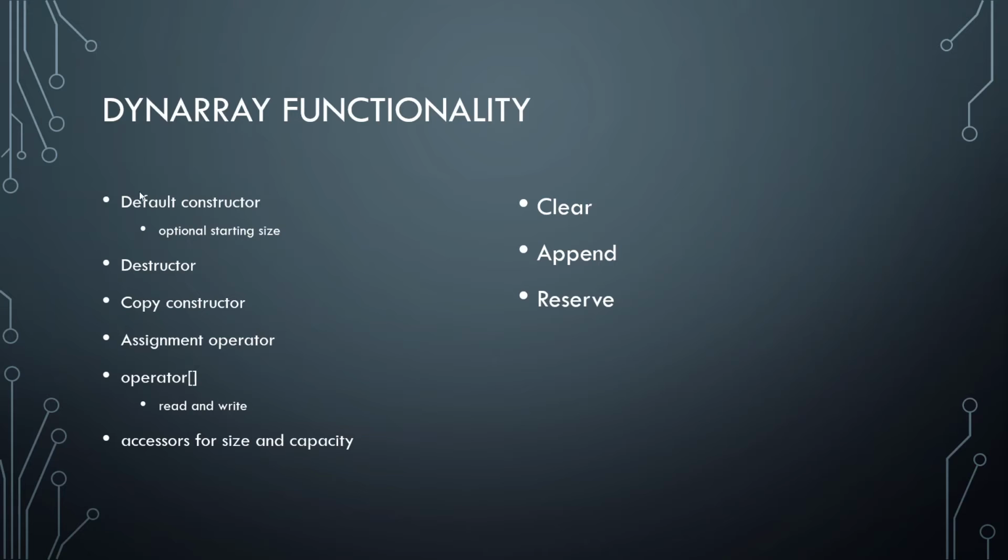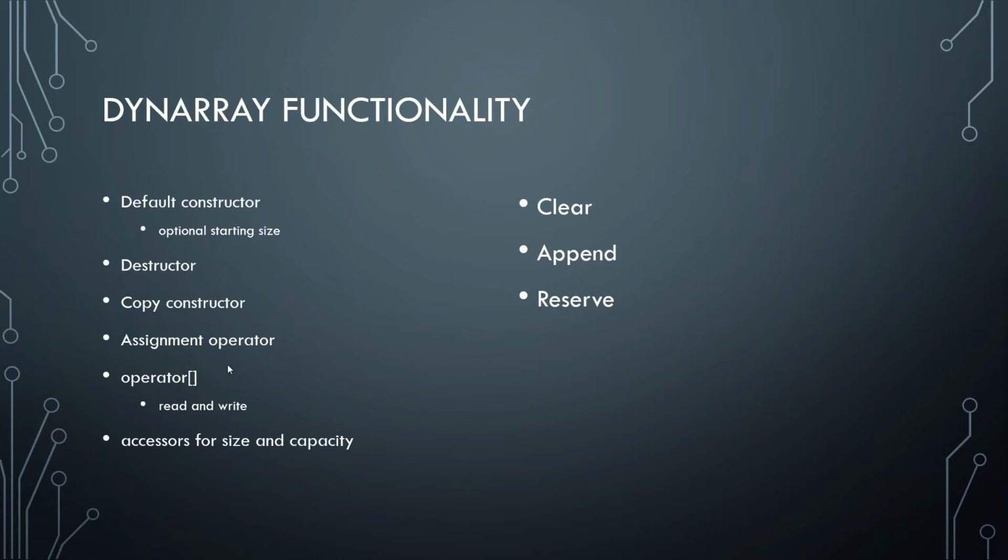The first thing that we have is our default constructor. This is going to take in an optional starting capacity, and we'll look more into the detail of that once we get to that slide. We are going to be dealing with dynamic memory in this class, so we will have our destructor to clean things up. Because we have dynamic memory, we'll also be implementing a copy constructor and assignment operator. These three functions make up the rule of 3.